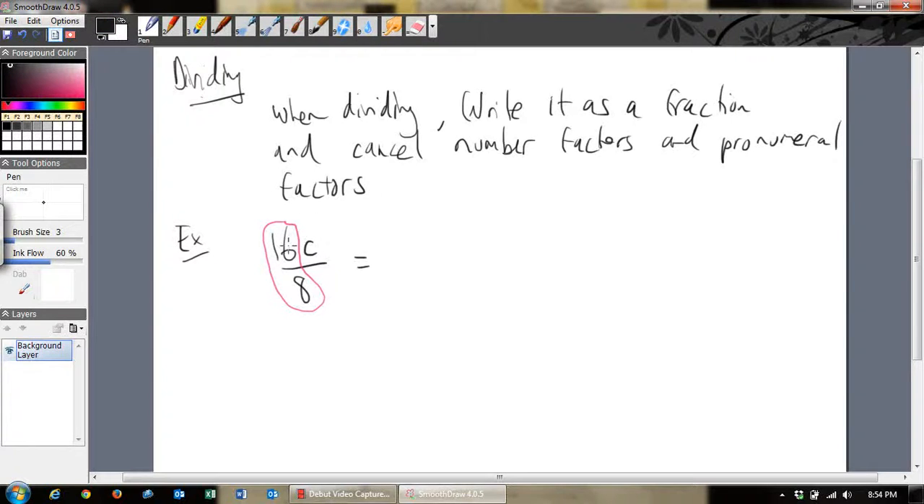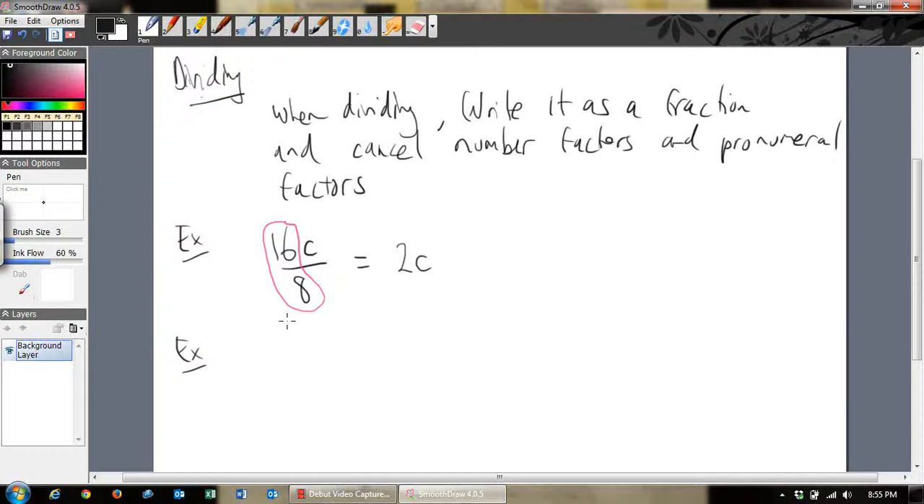So how do we simplify 16 over 8? This means 16 divided by 8, which is 2. And so our number, if we simplify that, we just get the number 2. And then c cannot be simplified. It's just sitting there by itself, and so it's just equal to c. And that's all we can do to simplify something like that.